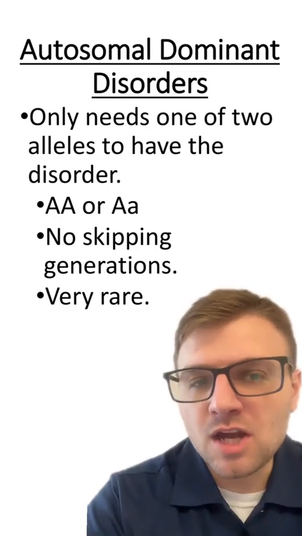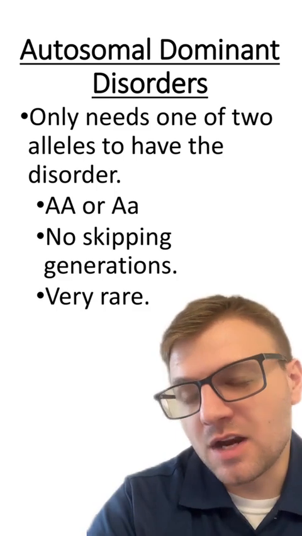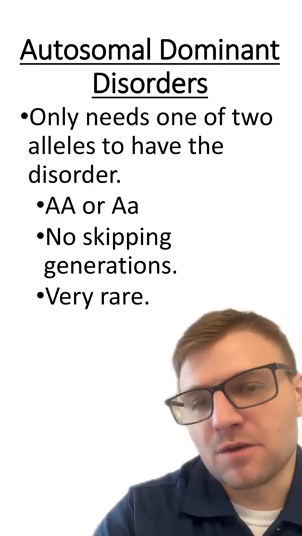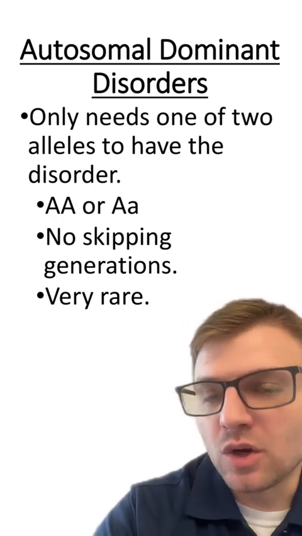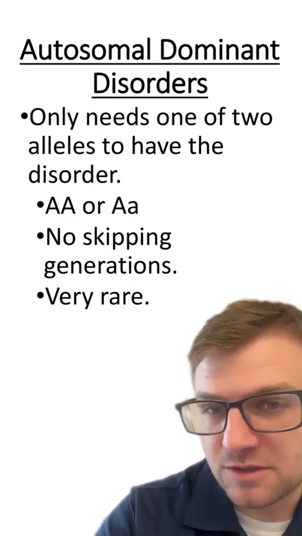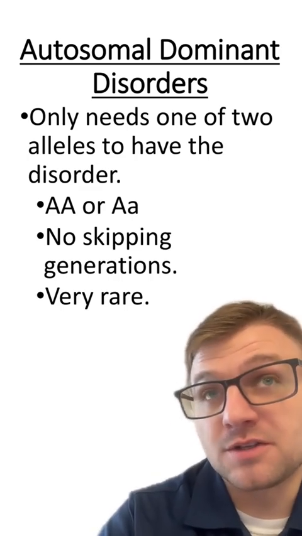An autosomal dominant disorder is kind of the opposite, where you only need one of two alleles that are dominant to have the disorder. So in this case, there are no carriers. If you're big A or big A, you are going to have the disease. And in this type of inheritance, there's no skipping generations. Now, these cases are very rare because autosomal dominant disorders can be deadly.